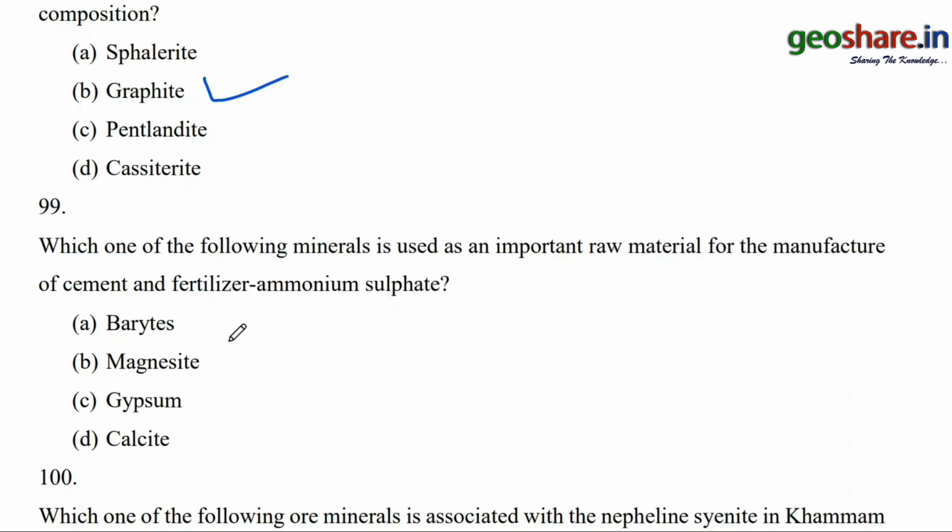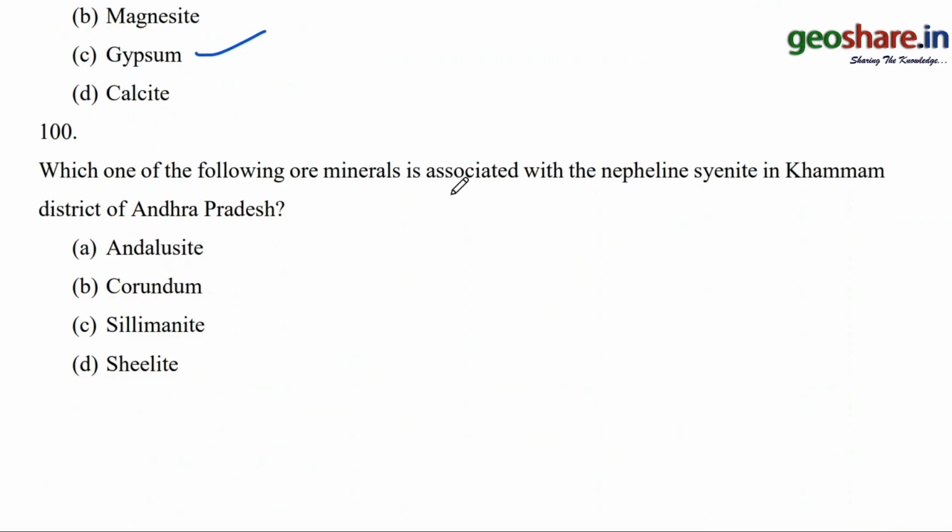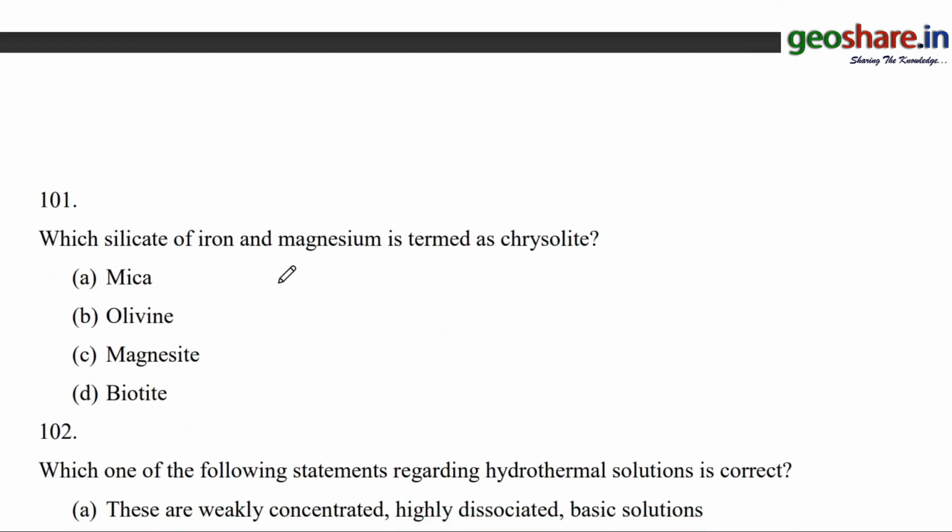Gypsum. Which one of the following ore minerals is associated with nepheline syenite in Khammam district of Andhra Pradesh? Corundum. Which silicate of iron and manganese is termed as chrysolite? Olivine.